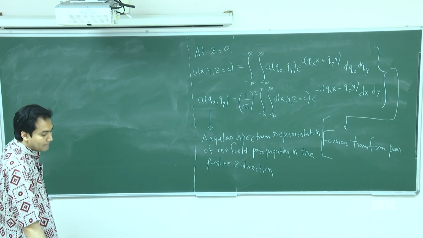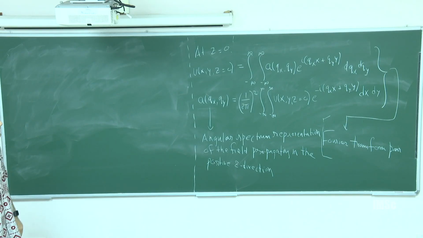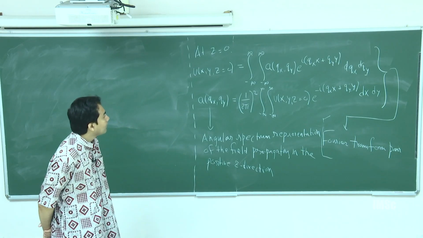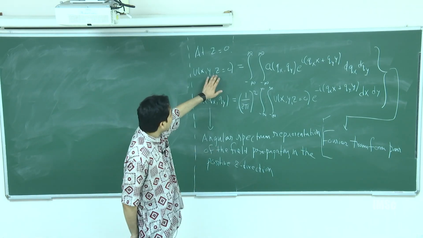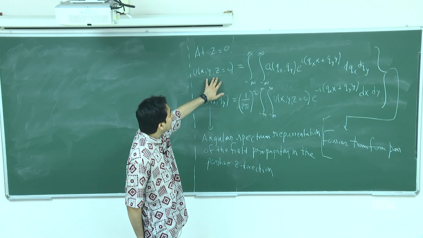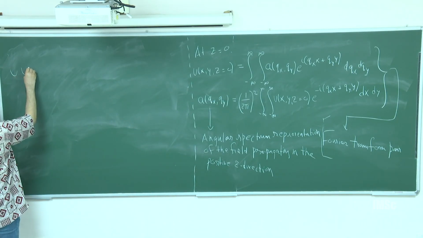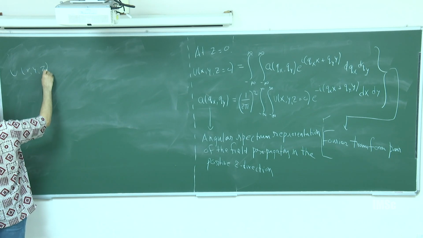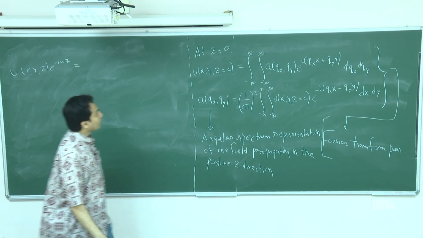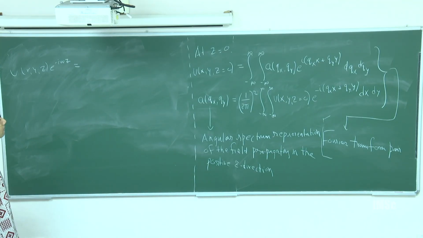So what this basically tells you is that if I look at this quantity, it doesn't matter what value of z you take. If you take u of x, y, z times e to the power minus i w z, this will be equal to this quantity, this will be equal to the integral. So now you can do the inverse Fourier transform of this.